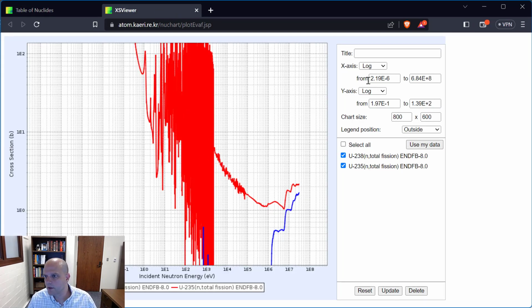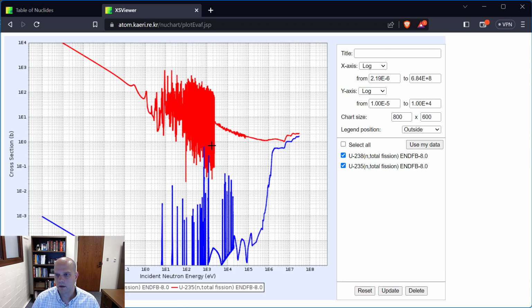Okay, it didn't do a very good job with the ranges. Let's take a look over here. Let's make this 1e to the minus 5, and this will be 1e to the 4. Let's try that. Okay, we need to go a little bit lower. The 2 orders of magnitude.